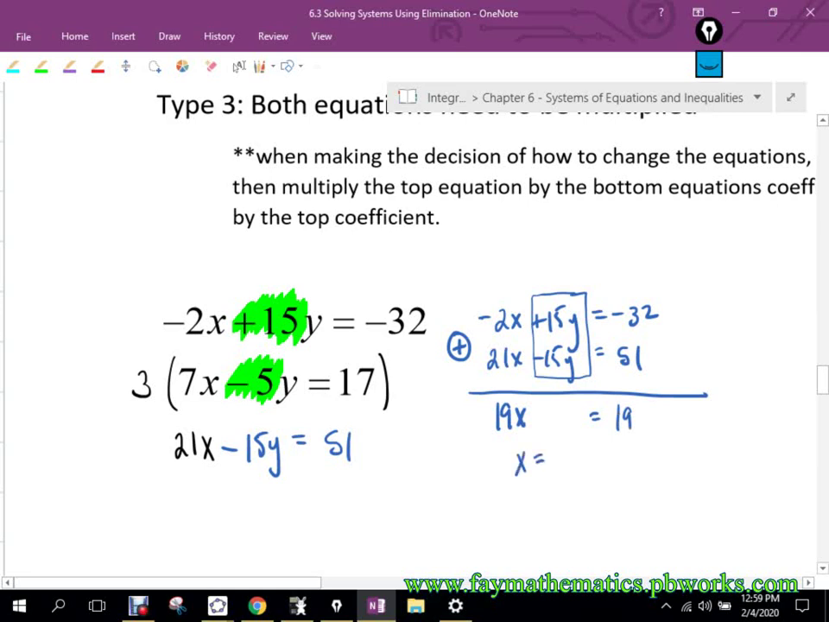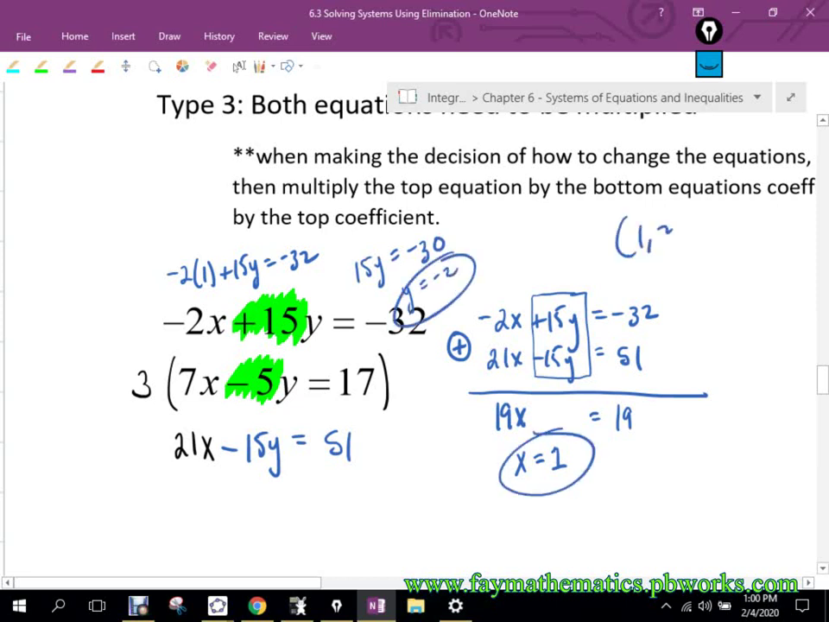So again, x is 1. Now we're getting 1 to be the answer here a lot, but it's just a coincidence. So if x is 1, can I come back up here and say negative 2 times 1 plus 15y equals negative 32? And now if I add 2 to both sides, it gives me 15y equals negative 30. And what would y be? Y is negative 2. So x is 1, y is negative 2.